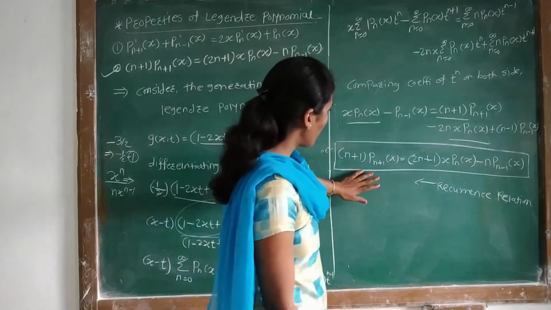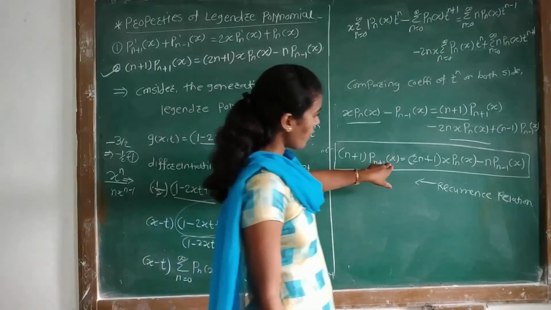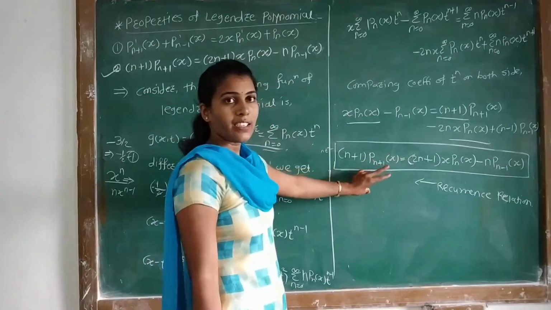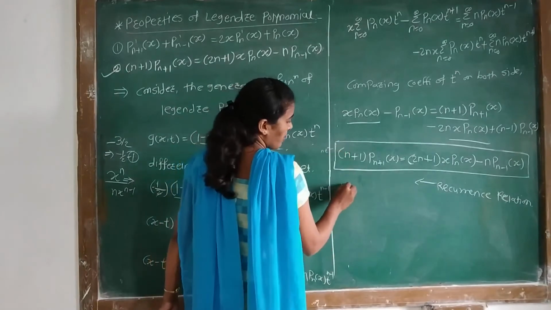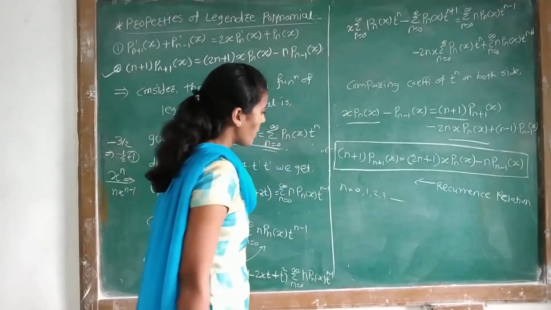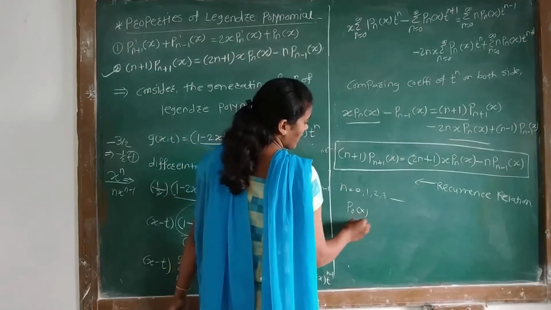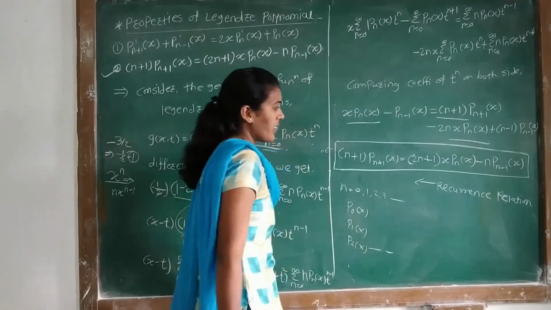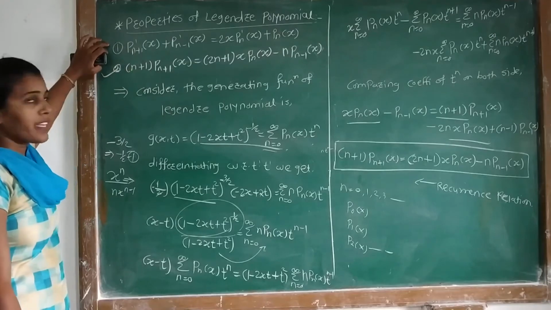This is the three-term recurrence relation. Why? Because in this equation, Pn plus 1 of x, Pn of x and Pn minus 1 of x, from these three terms, therefore it is called the three-term recurrence relation. From this equation, we have to put the value of n equal to 0, 1, 2, 3 and so on. Then we will get the values of Legendre polynomials P0 of x, P1 of x, P2 of x and so on. Now, we will discuss the first property.